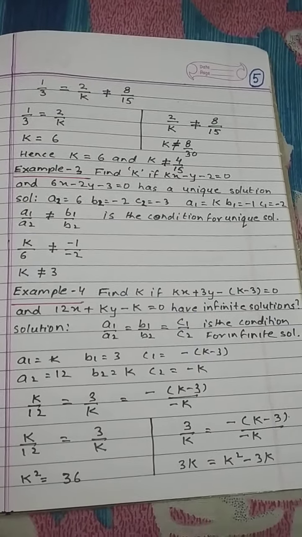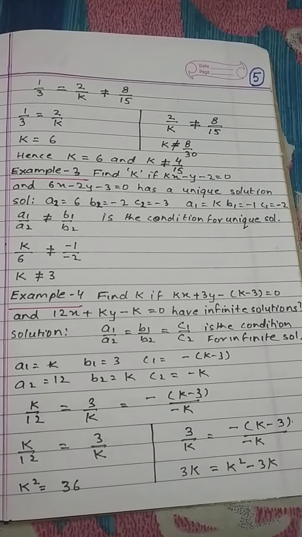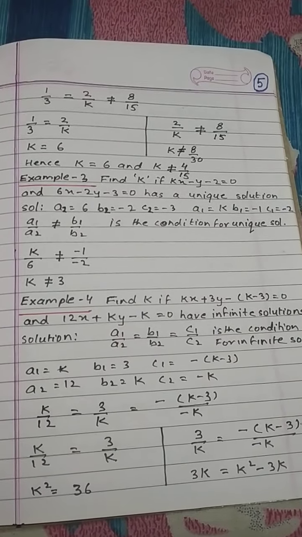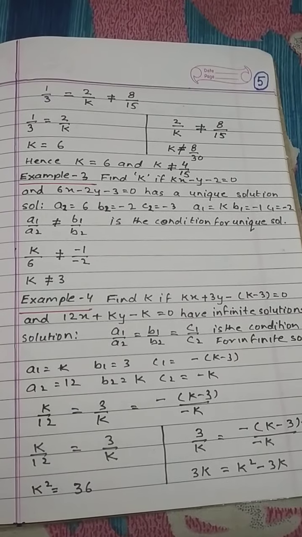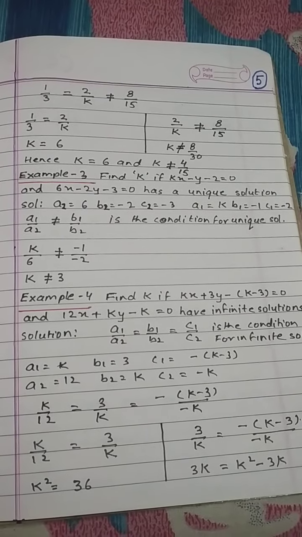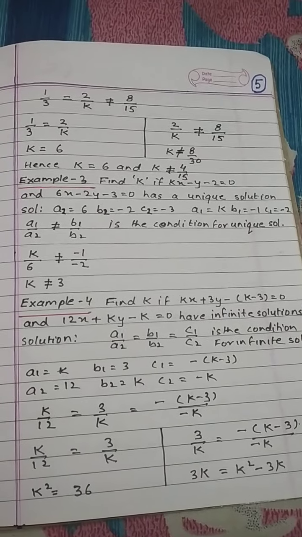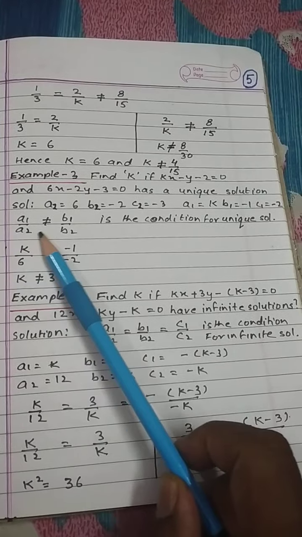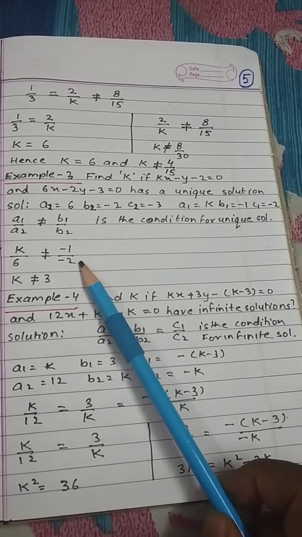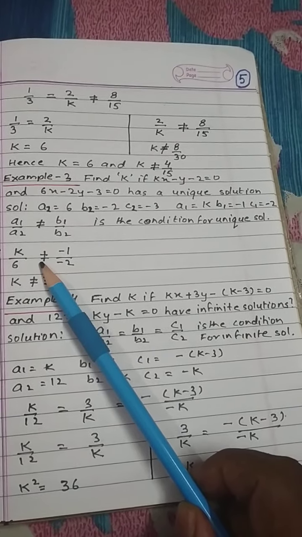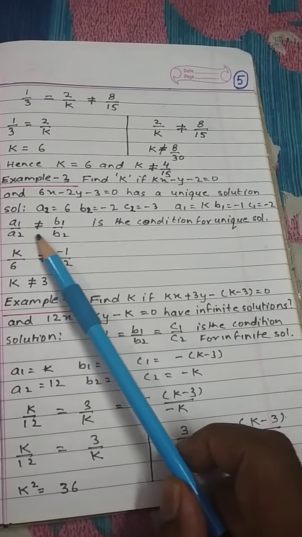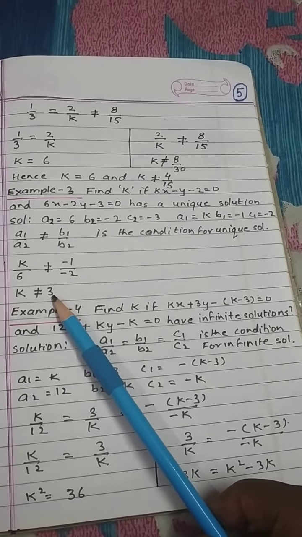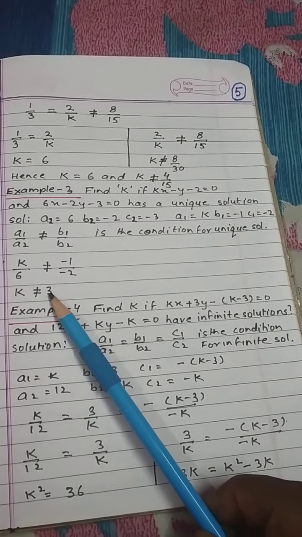Consider example 3. Find the value of k if kx minus y minus 2 equal to 0 and 6x minus 2y minus 3 equal to 0 has a unique solution. You find out the values of the coefficients, take the ratios, and equate the ratios. In case of a unique solution, the condition is a1 upon a2 not equal to b1 upon b2. The value of k will be in terms of not equal: k is not equal to 3.